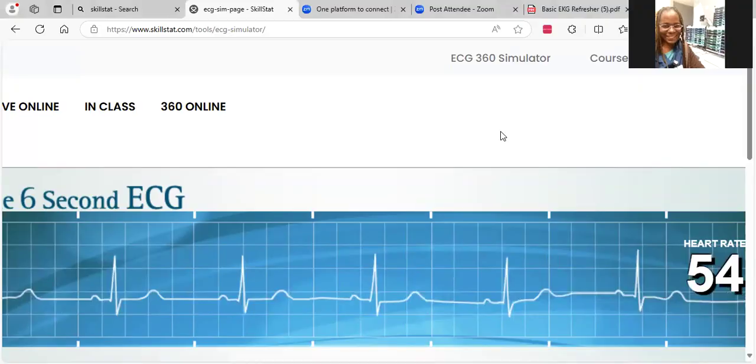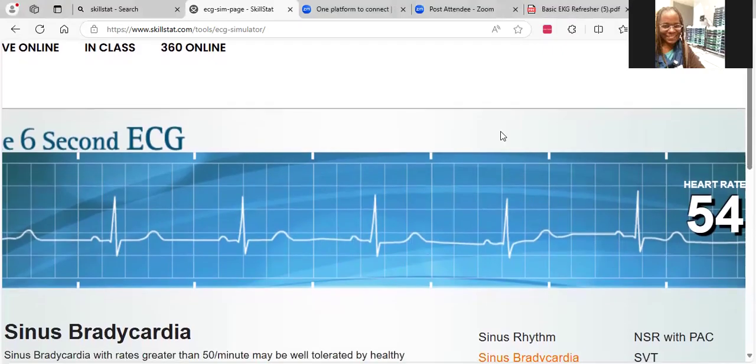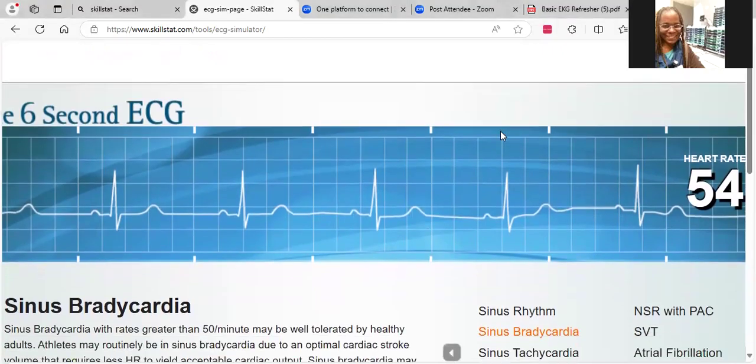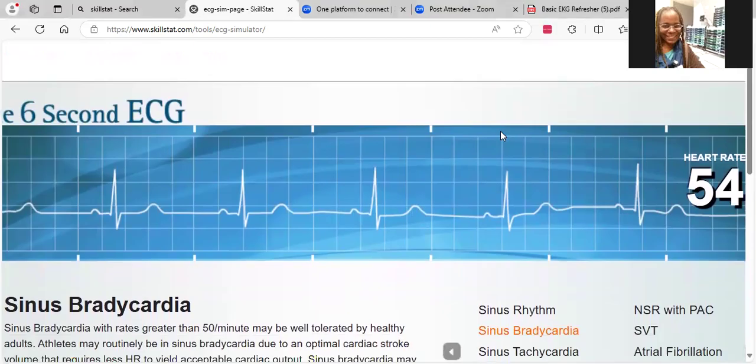So we have a rhythm here where it looks like the R to R is regular. We have a heart rate of 54 beats per minute, which is kind of slow. So what does that make this rhythm? Sinus Brady, sinus tachy, normal sinus rhythm, or sinus arrest? If you said sinus Brady, you are correct. Very good. Let's do one more rhythm.